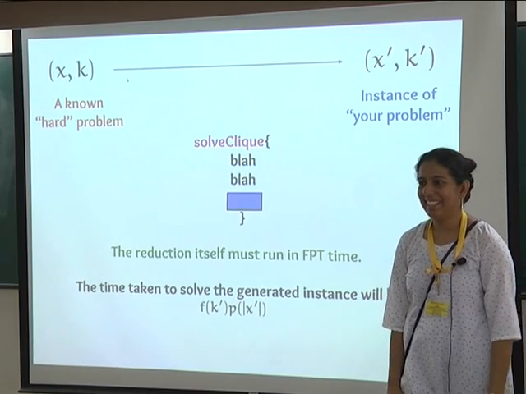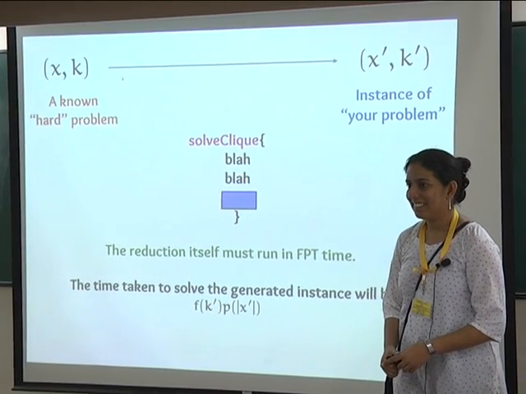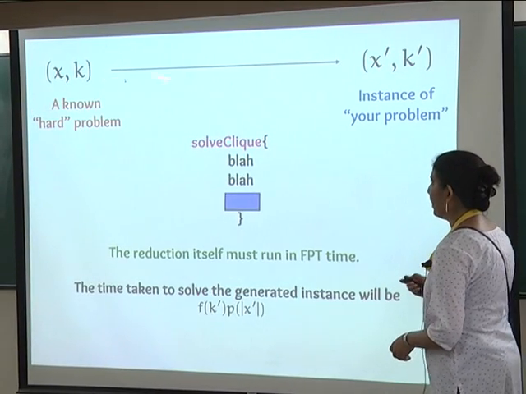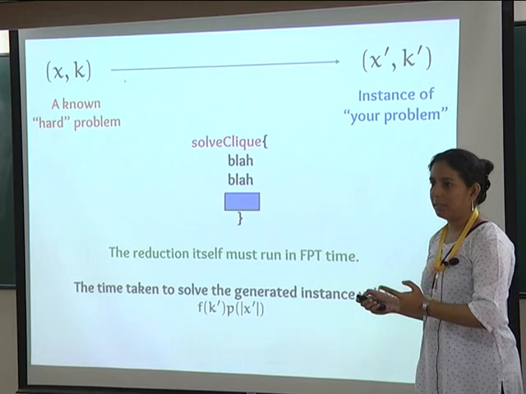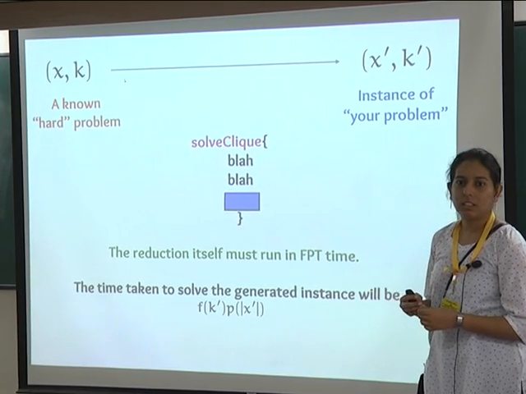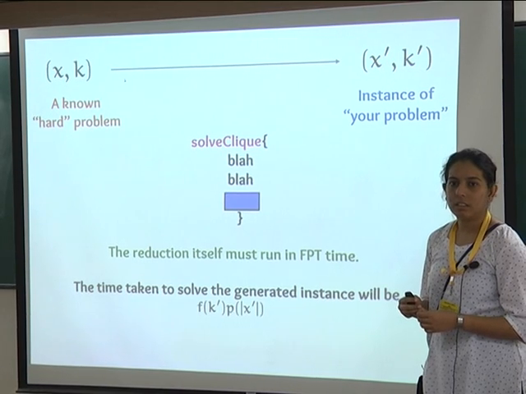Is it possible that for a different choice of parameter you have FPT? Sure. This is very parameter specific. The same problem parameterized in a different way may have a completely different complexity setting. So FPT reductions are not NP reductions.